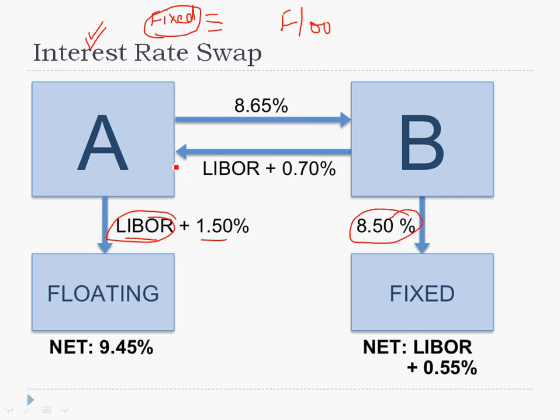Whereas B is getting a fixed interest rate of 8.5. Now A's business is such that he wants fixed interest rate, but he was getting quite high fixed interest rate. He was getting, let's say, 12% when he wanted a fixed interest rate from the bank, right? Similarly, B wants floating interest rate, but he was getting LIBOR plus 1% when he asked the bank to give him a floating interest rate.